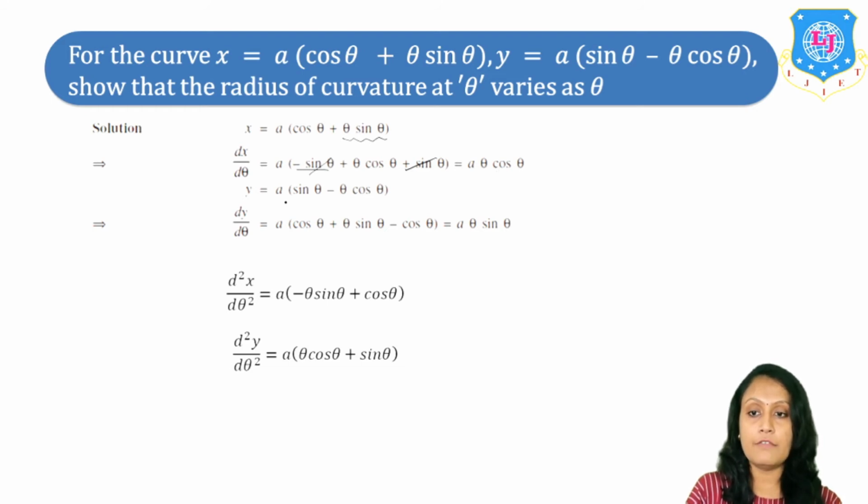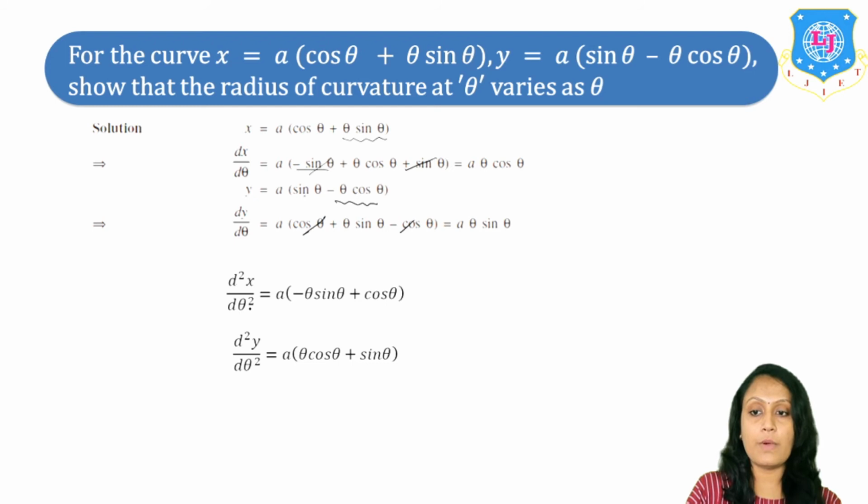Now y is given, that is a into (sin theta minus theta cos theta). So from this dy by d theta: a is constant, derivative of sin theta is cos theta. Now we'll find the derivative of theta cos theta. So theta as it is, and derivative of cos theta is minus sin theta, so here we have plus sin theta. And now minus cos theta as it is, and derivative of theta is 1. This cos theta will get cancelled. So the answer is a theta sin theta.